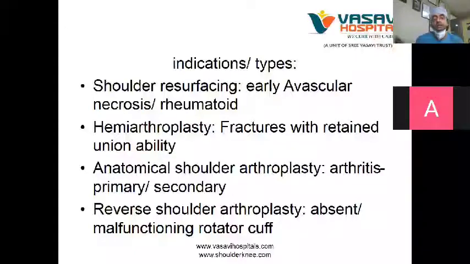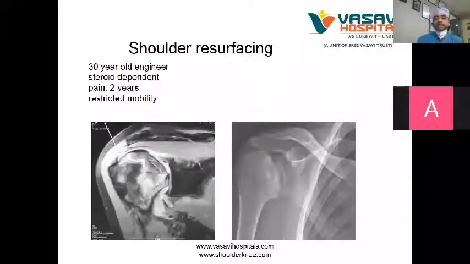Another person will come and say, I need to play a throwing sport, etc. And obviously we need to match their expectations. Because of the expectation, as well as the versatility in its movement and its anatomy, we have different types of replacements. One is shoulder resurfacing, the other is hemiarthroplasty, the anatomical total shoulder replacement, and the reverse total shoulder replacement. And we will talk about it taking an example of each type.